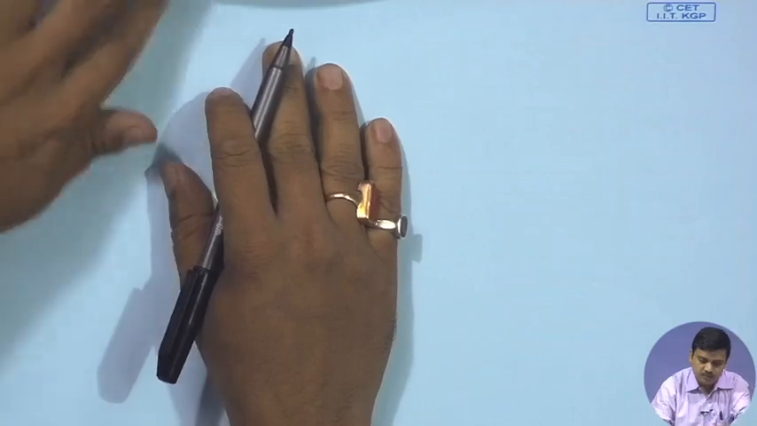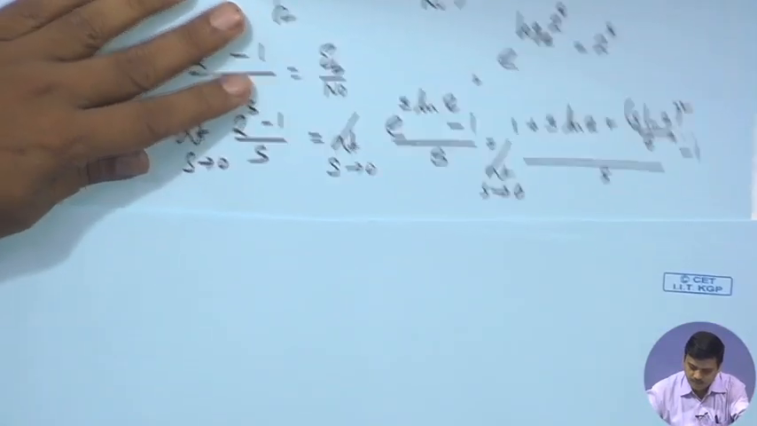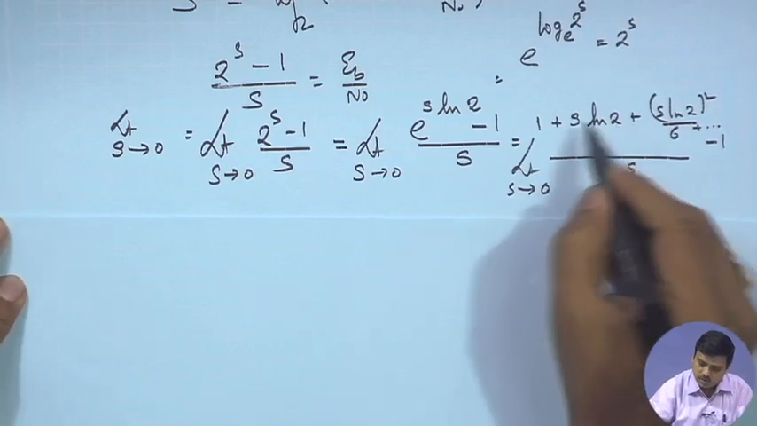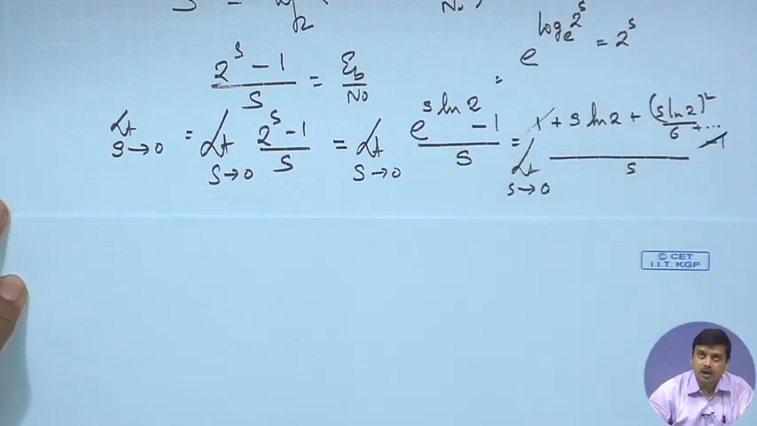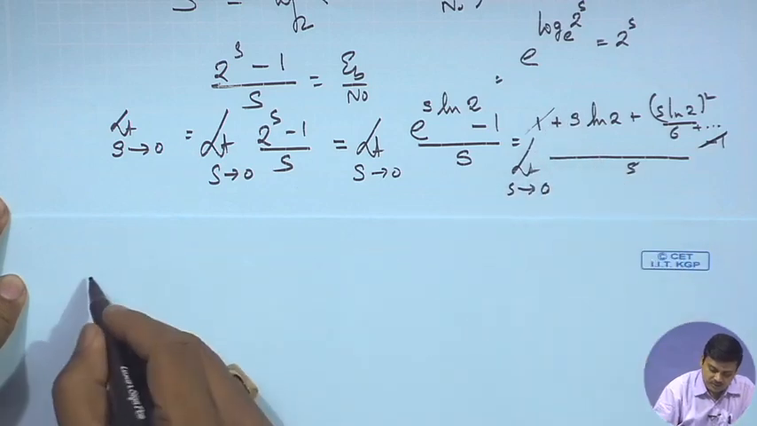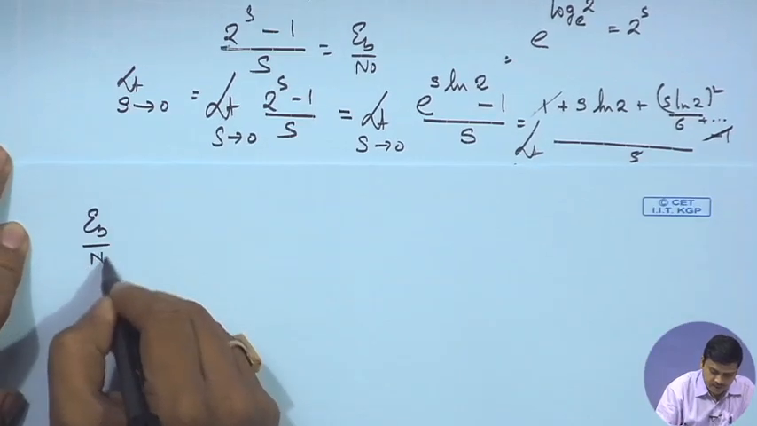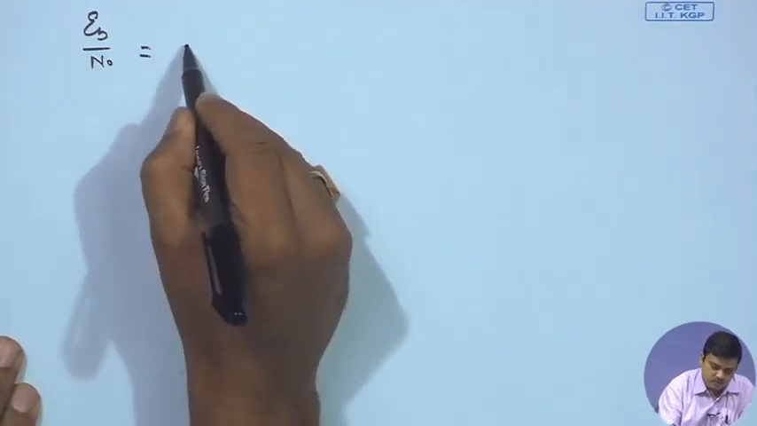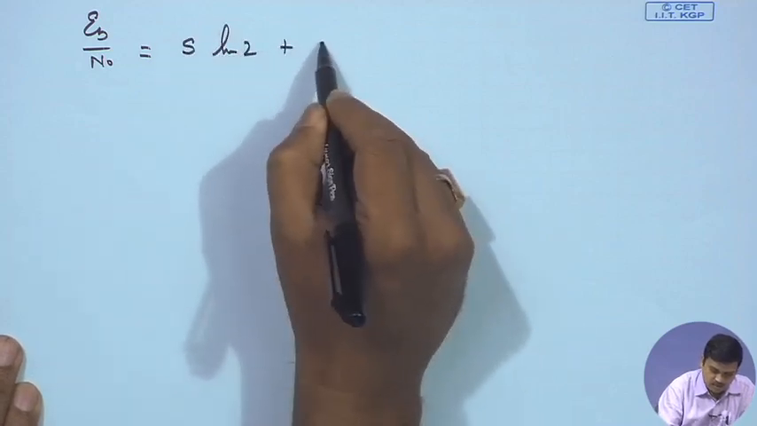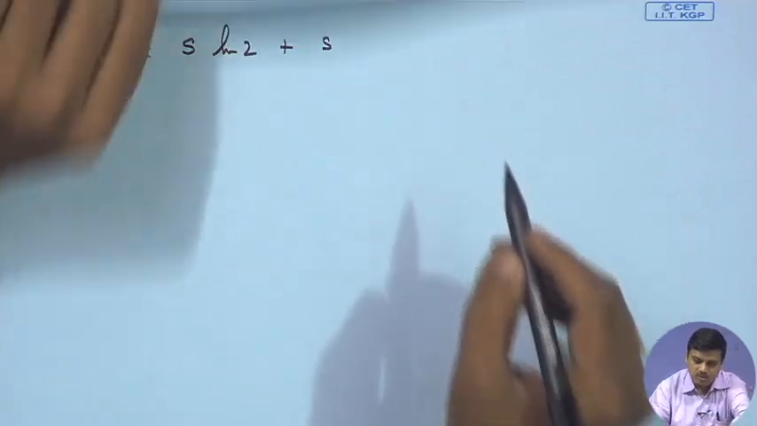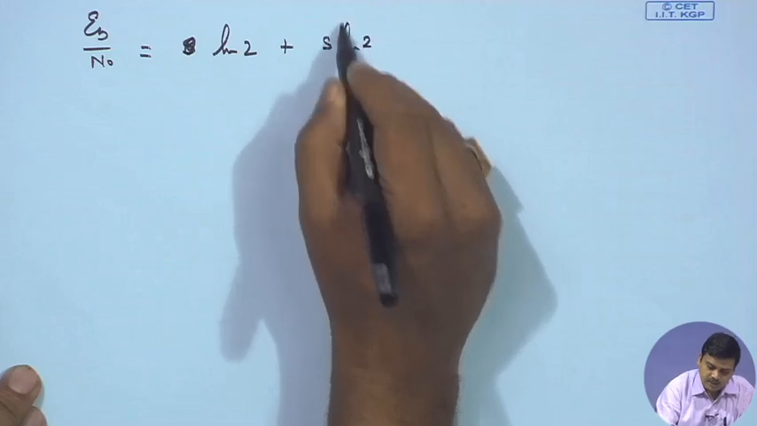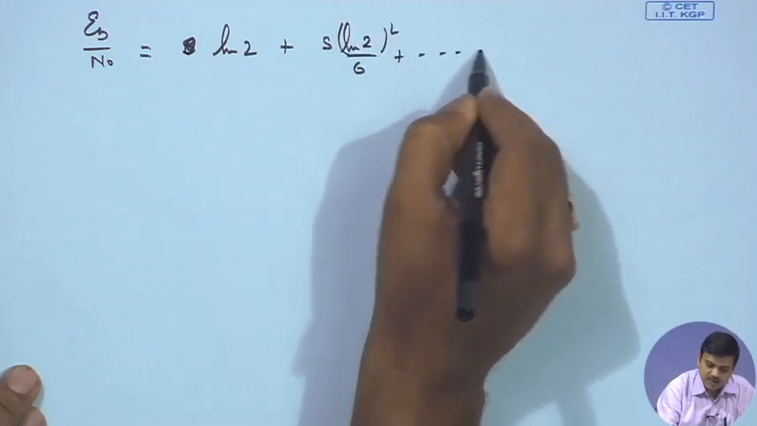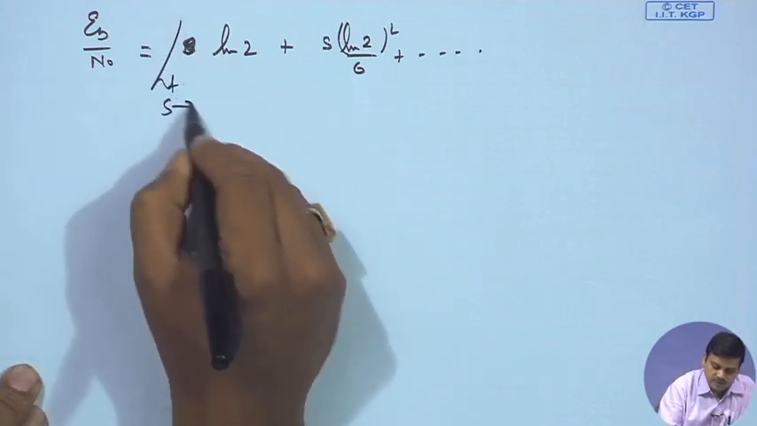So, going further on the same expression, if we cancel this minus 1 out and take out these S, we will be left with Eb by N naught. That means the right hand side of what we have over here is equal to S ln 2 plus S. So, we also have cancelled out S and the other S remains, S ln 2 squared upon 6 and so on and so forth, with limit S tending to 0.